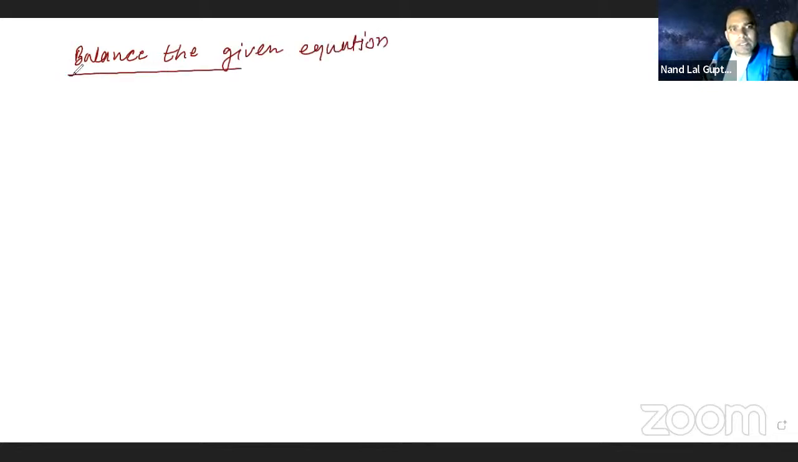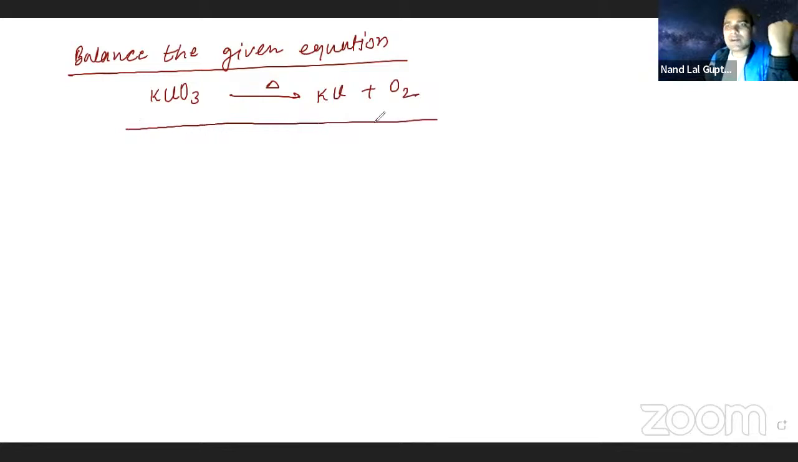This equation is something like, student, KClO3. KClO3 is decomposing, student. So it is going to give KCl and O2. This is the method of preparation of oxygen, actually. By seeing this equation, you can see oxygen on this side 3 is there and on this side 2 is there. So this is an unbalanced equation.